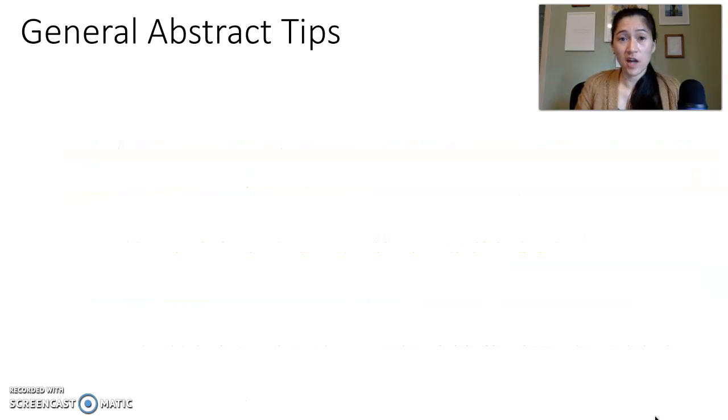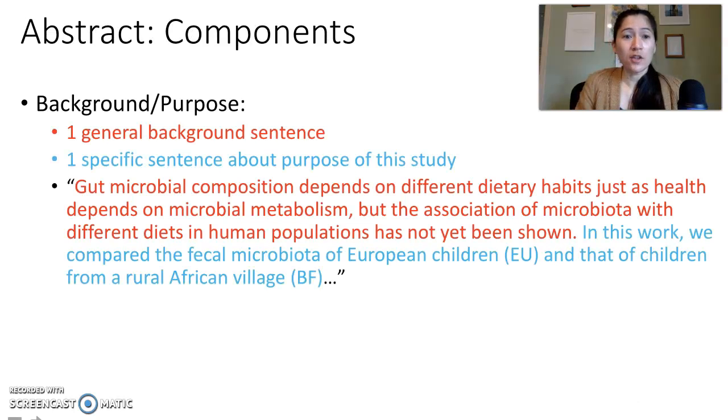Some additional general abstract tips that I have for you. When you're thinking about the background and purpose, I recommend having one general background sentence just to describe, for example, what the gut microbiome is and what's been done before, and then one additional sentence, here shown in blue, about the specific purpose of this study. So in this work, we want to compare the gut microbiome of children from different geographic locations.